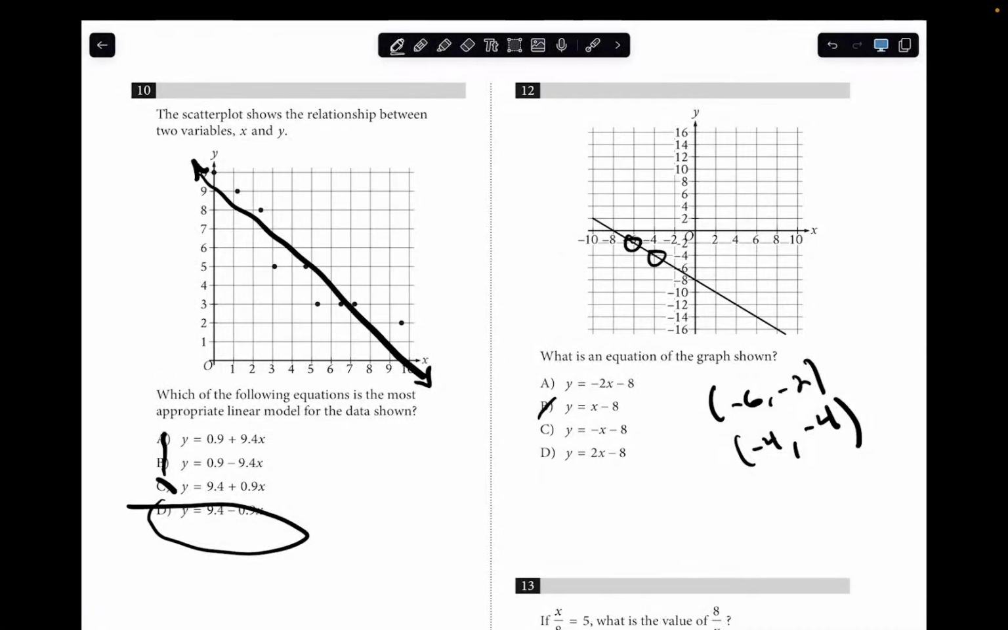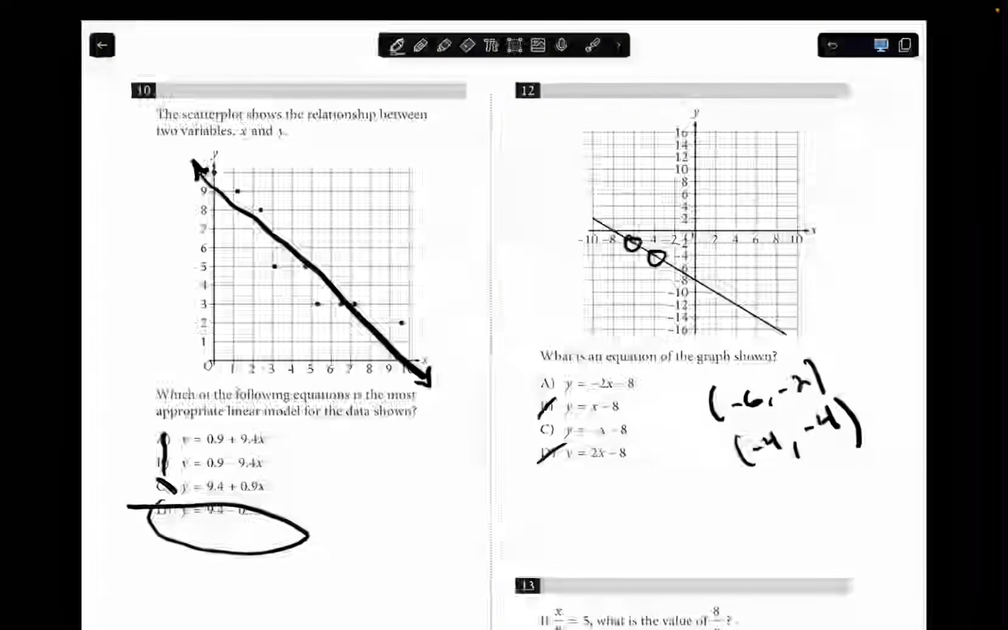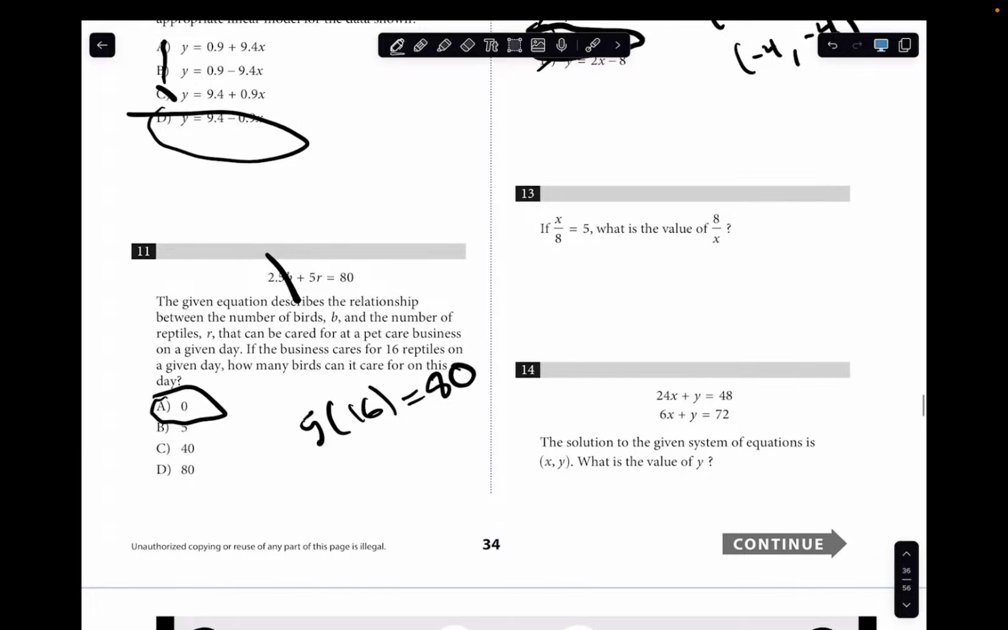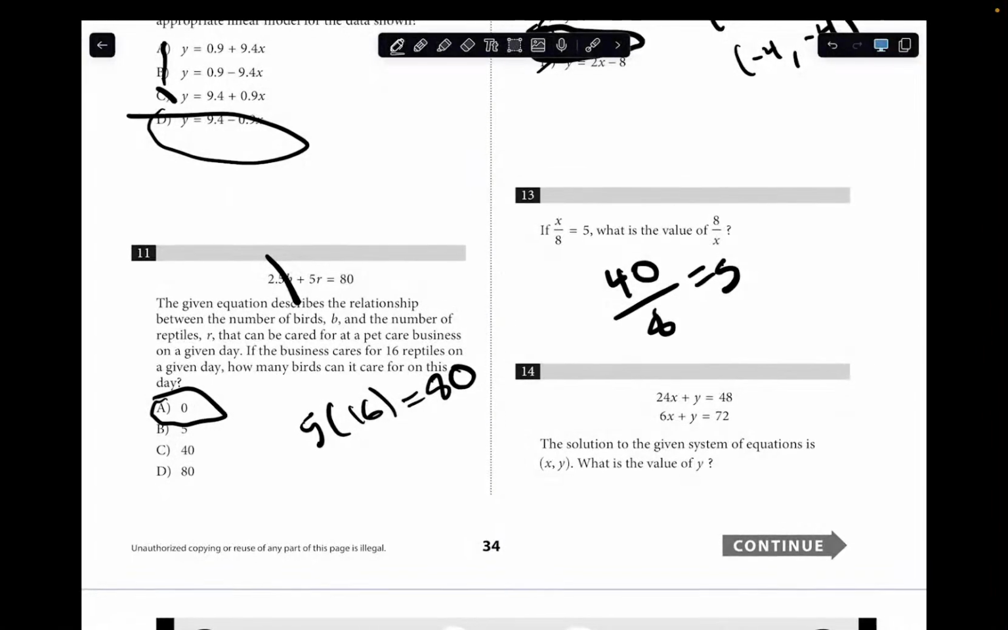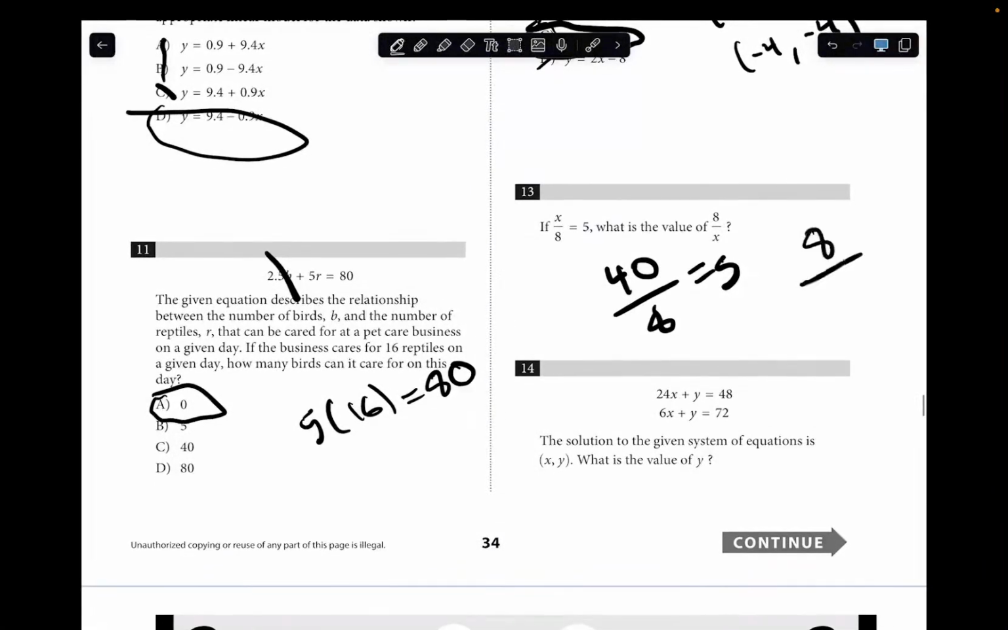We can eliminate 2, by the way, because that has a positive slope. Is the slope 1 or 2? Yeah, C. If x over 8, obviously that's 40, what is the value of 8 over 40? 1/5.